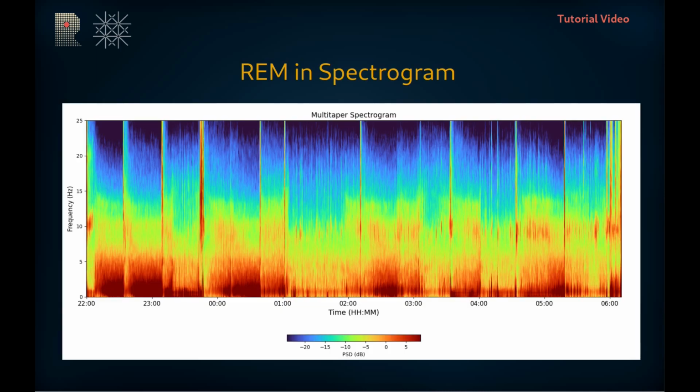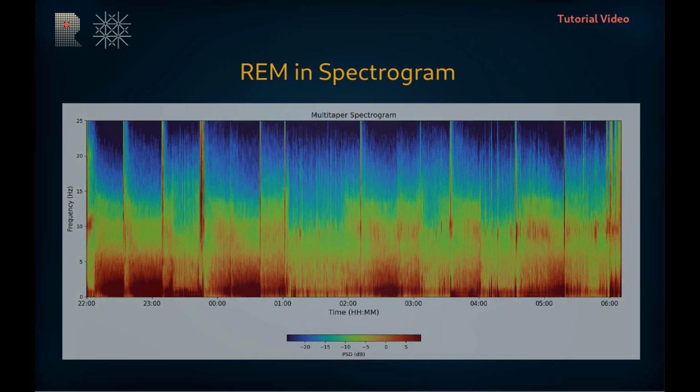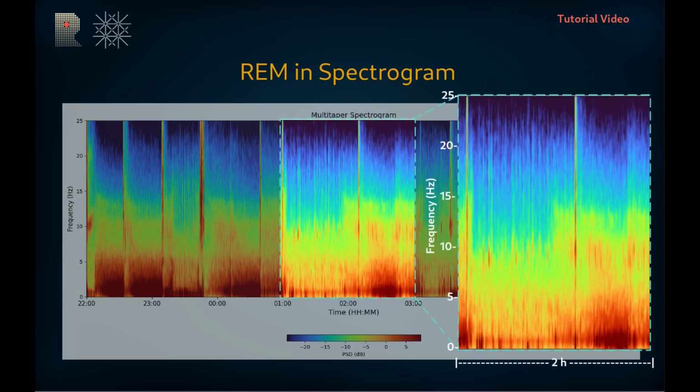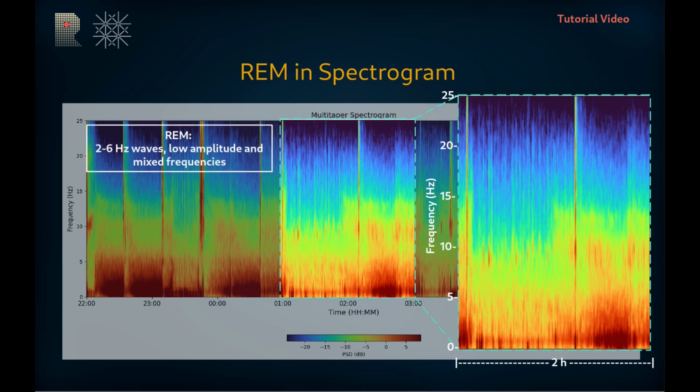The REM phase. The REM stage is more difficult to identify than wake and non-REM because it does not follow a concrete pattern. However, we can still try to identify it in the spectrogram. The REM phase does not have a lot of features associated with it in the electroencephalogram. However, it's associated with sharp waves from 2 to 6 Hz and mixed frequencies.